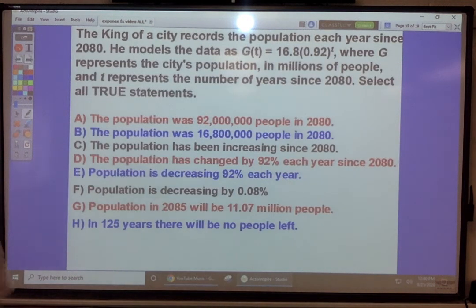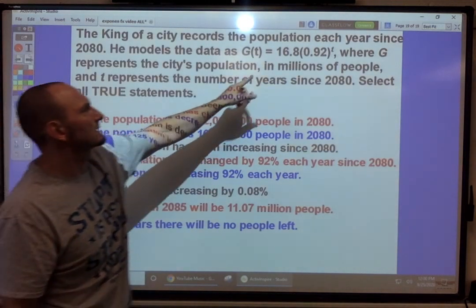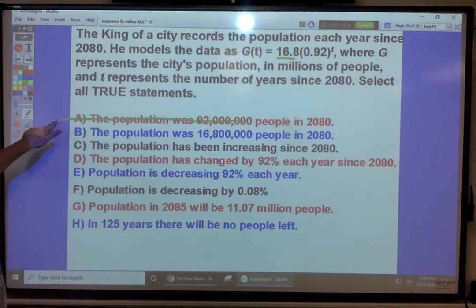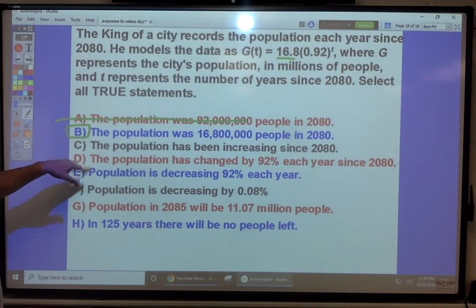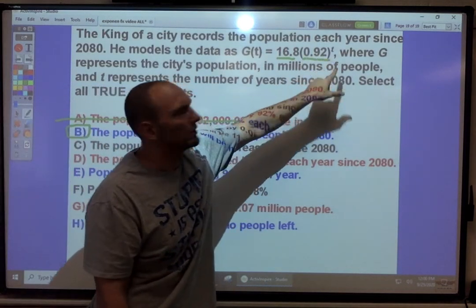Okay, you're finding the true statements. Good job, you read all those that quick. So let's just eliminate them. Population was 92 million in 2080. No, it's 16.8 million. Wrong. 16.8 million. True. Population has been increasing. No, it's not increasing.